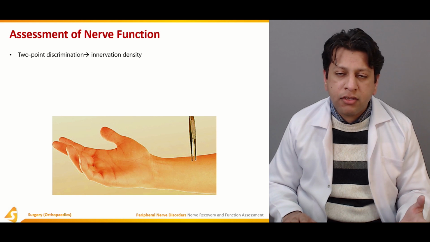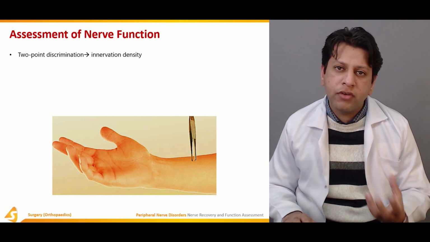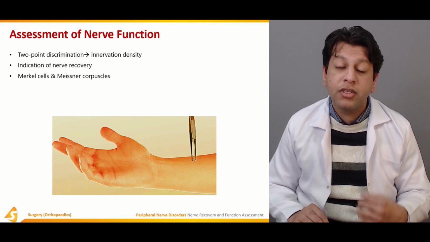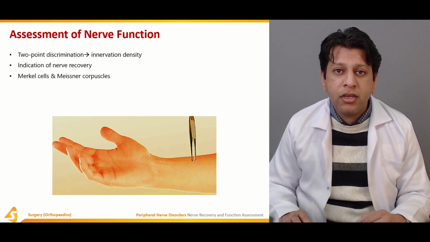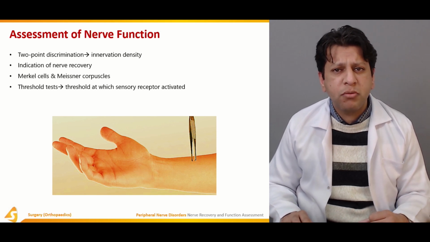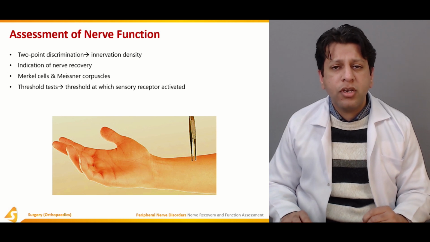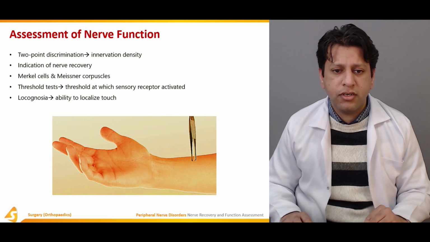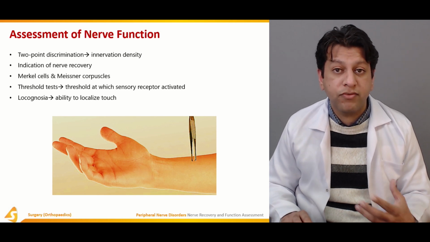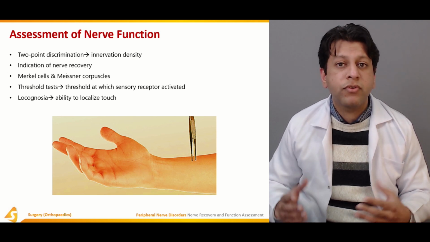Coming further, the assessment could be clinical as well, like 2-point discrimination, which can give us a crude idea of whether the nerve is intact or not. As an indication of nerve recovery, there are Merkel cells and Meissner corpuscles which detect the vibration sense. Simply a tuning fork can be used to assess whether the vibration sense is intact or not. Then there are other tests, such as the Seddon-Weinstein and threshold tests, which can be used for specific types of nerve pathologies, to diagnose what kind of nerve problem is there. Another assessment is graphognosia, the ability to localize touch. If the patient is able to localize touch, it means that the tract is active, or at least some amount of nerve function is present.